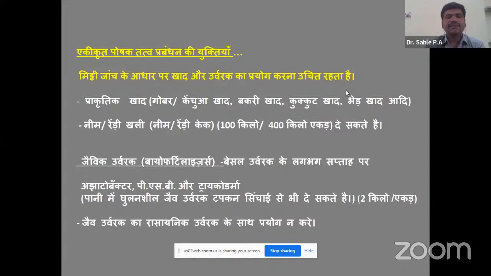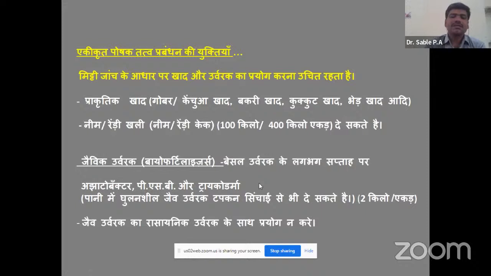Here, as per our earlier discussion, the natural manures like cow dung, vermicompost, goat manure, poultry manure, or sheep manure. Another part is neem cake or castor cake. As per the literature, the general recommendation for 1 acre is 100 kg of neem cake and 400 kg of castor cake. And very important, as per our earlier discussion, we should apply the biofertilizers enriched with organic manure like vermicompost or any castor cake or neem cake.